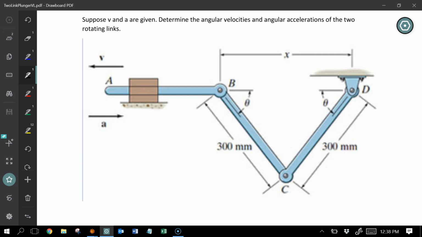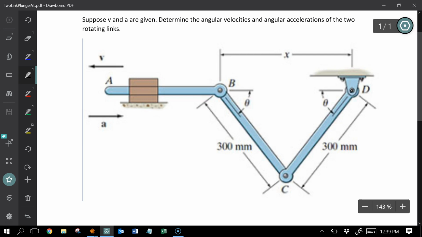You begin at any point. It's completely arbitrary. And you walk around the mechanism. So what I'm going to do is begin here. Put it in a different color. I'm going to begin at point D. I'm going to walk to C, then to B, and then back to D. So I'm going to go from D to C to B back to D.